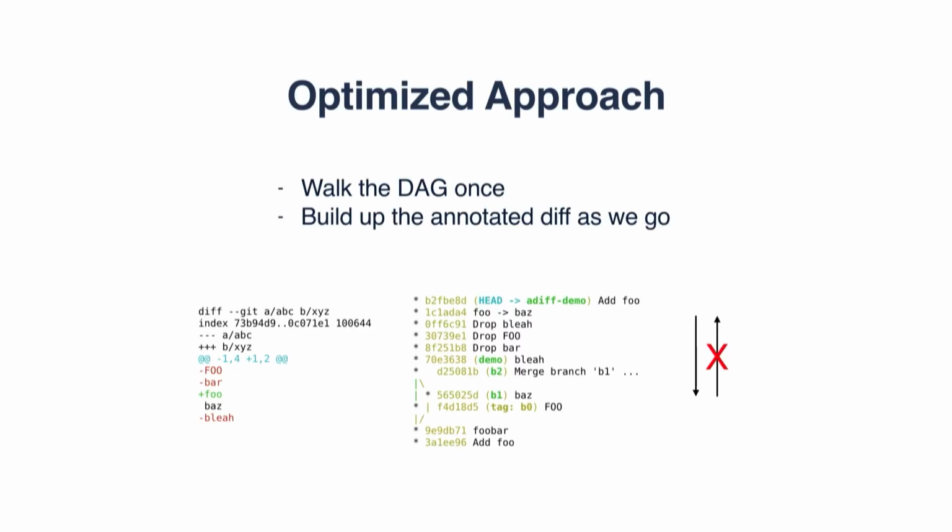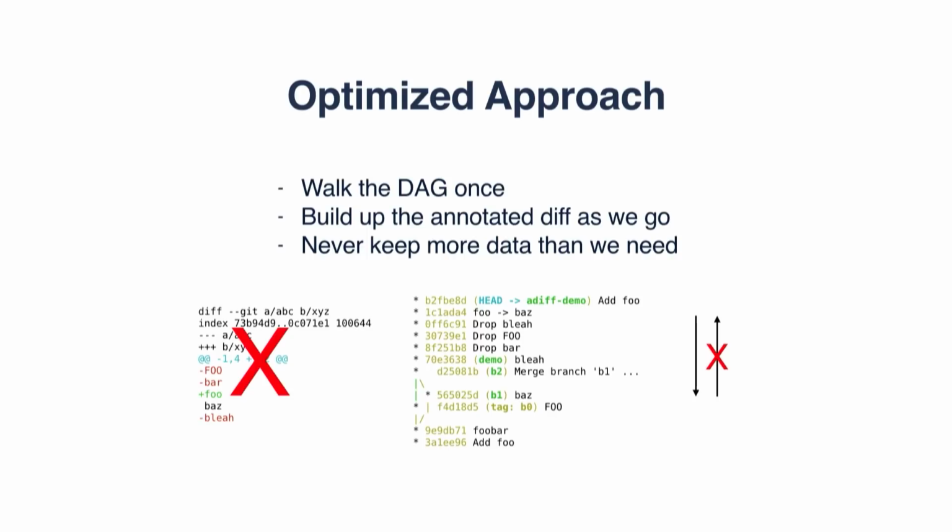And if we're building up an annotated diff as we go, and we have a diff at each step, we don't even need that initial diff. That becomes extraneous. And getting rid of that is kind of in line with another performance constraint, never keeping more data than we need. And so that's no cache, no extra diff, one DAG walk, the super clever optimized approach.